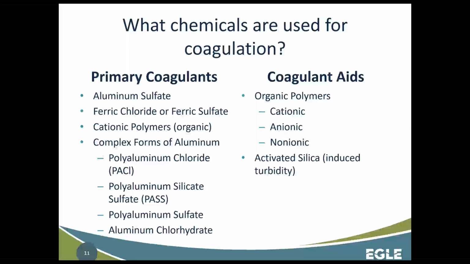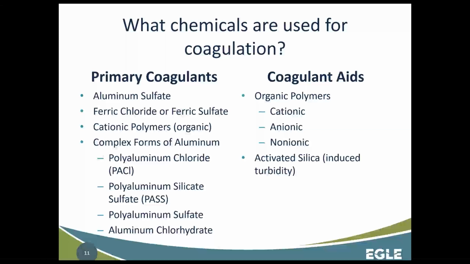I've seen plants that feed a little bit of polymer maybe in the spring if they're getting a lot of tannins or color in the source. Maybe they use a little bit to settle filters down after a backwash. Again, there can be a lot of really specific reasons that plants use a particular combination of primary coagulant and coagulant aids. Activated silica, this is an interesting one.